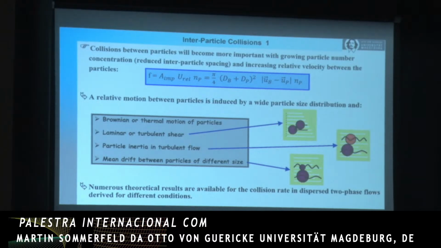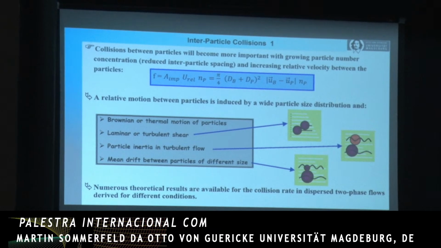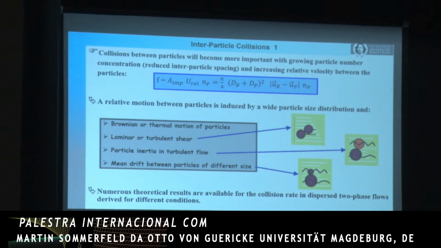And collision between the particles can be induced by various physical phenomena. The relative velocity is one: if you have different sized particles, they are sedimenting with different velocities, so they will collide. That's the last one, mean drift between particles of different size. Then there is Brownian or thermal motion, which means particles, when they are small enough, have random motion, called Brownian motion, resulting from the interaction of the particles with the molecules. So they have not straight trajectories, they have fluctuating trajectories and collide.